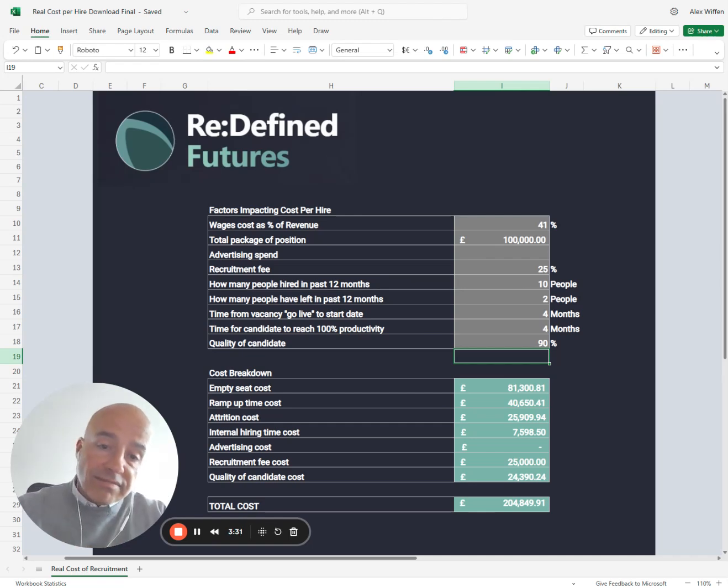So that is an indication of what the real cost is for this business. On a 100k salary, they're really looking at over 200k in terms of actual costs.